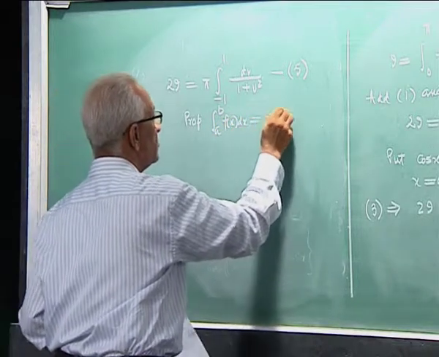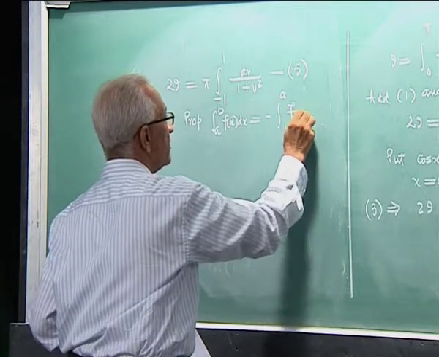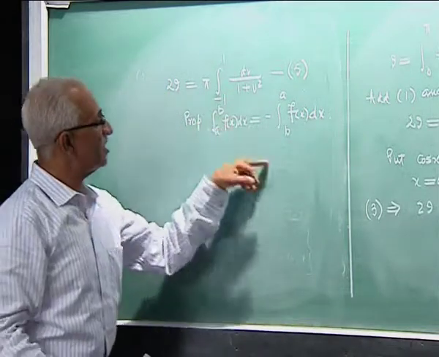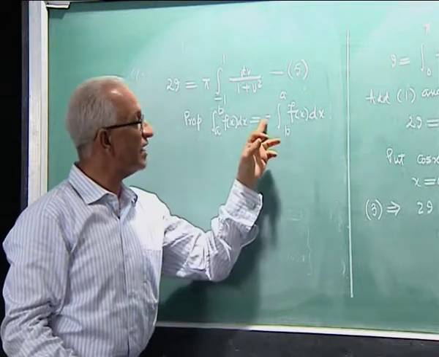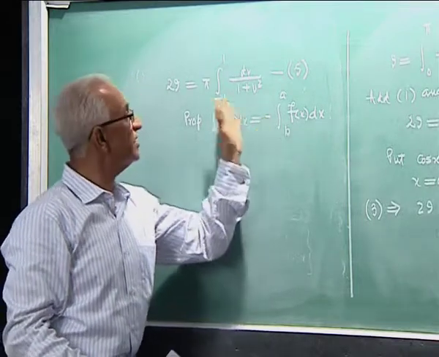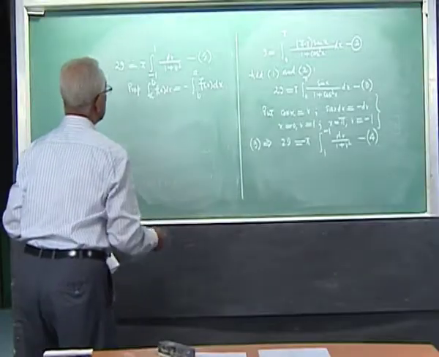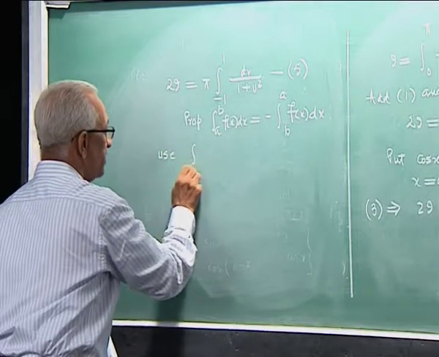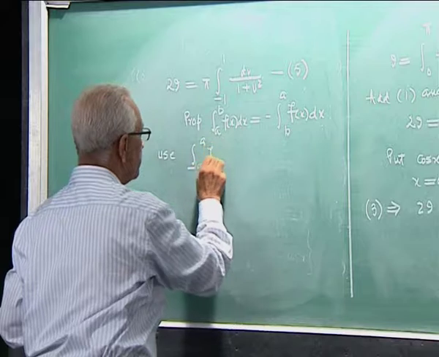I have used the property, if you recall, integral from a to b of f(x) dx is equal to minus the integral from b to a of f(x) dx, meaning thereby that if the limits are interchanged, lower becomes upper and upper becomes the lower limit, the sign of the integral changes, and therefore this result is arrived at. I can use it for minus 1 to 1, so I am using further the integral from minus a to plus a. This is another property that I am using.